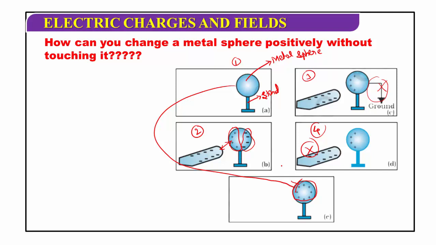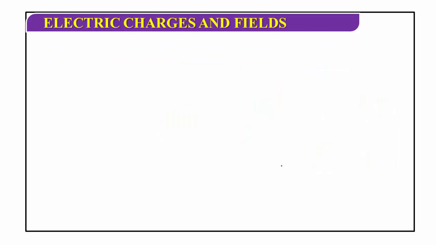When you remove that negatively charged body, the positive charge inside the sphere is uniformly distributed throughout the sphere. This is called a positively charged body. This process, where an uncharged metal sphere is converted into a positively charged sphere without touching it, is called charging by induction.